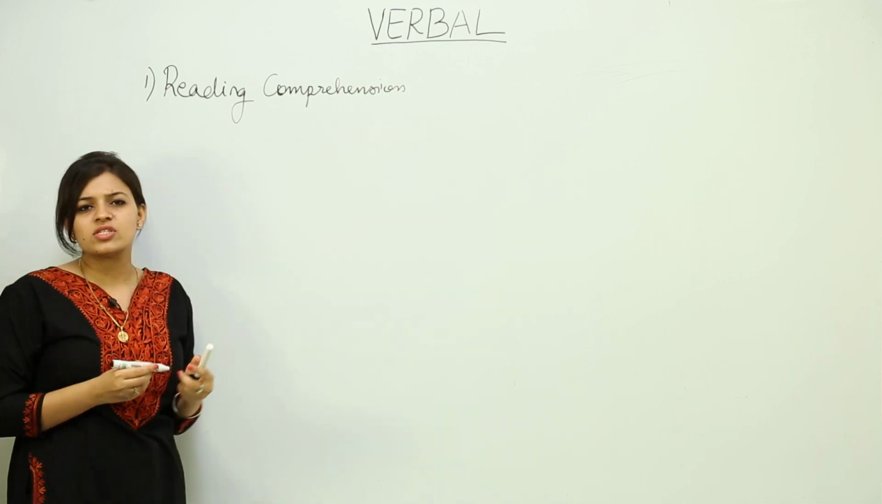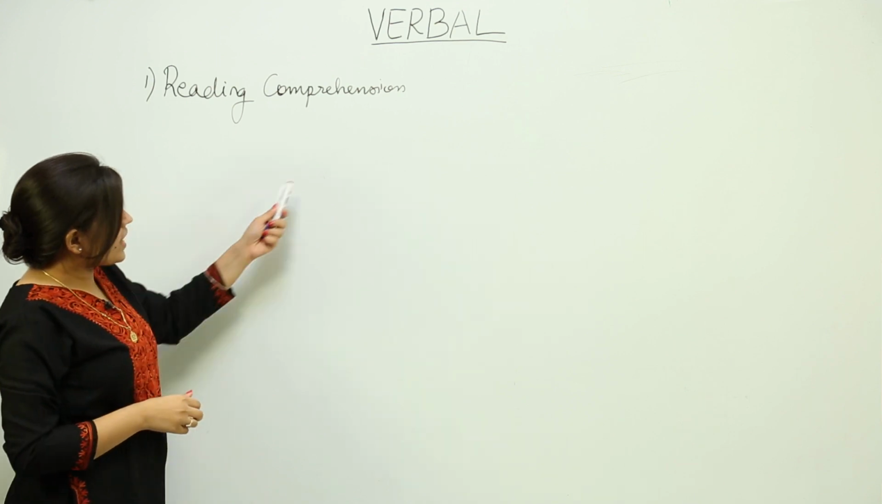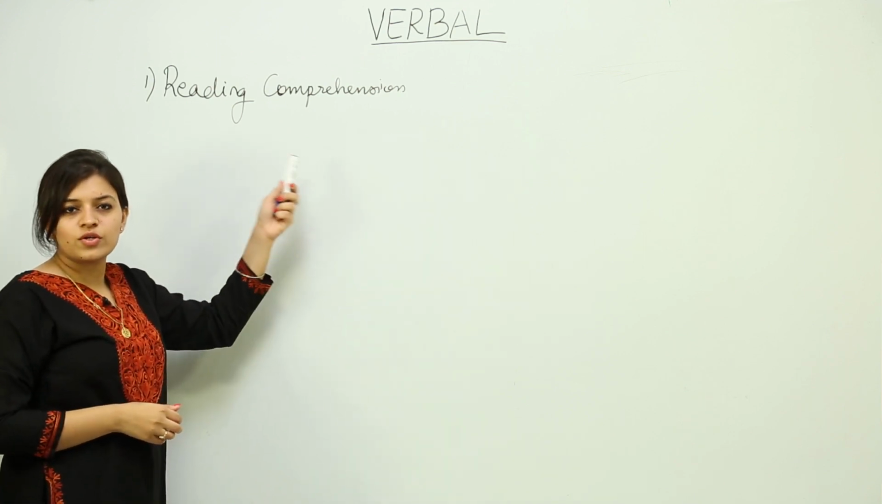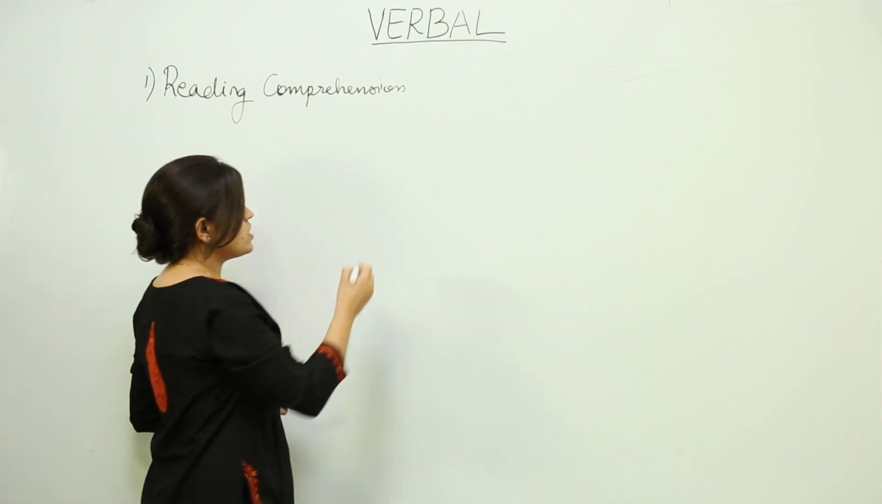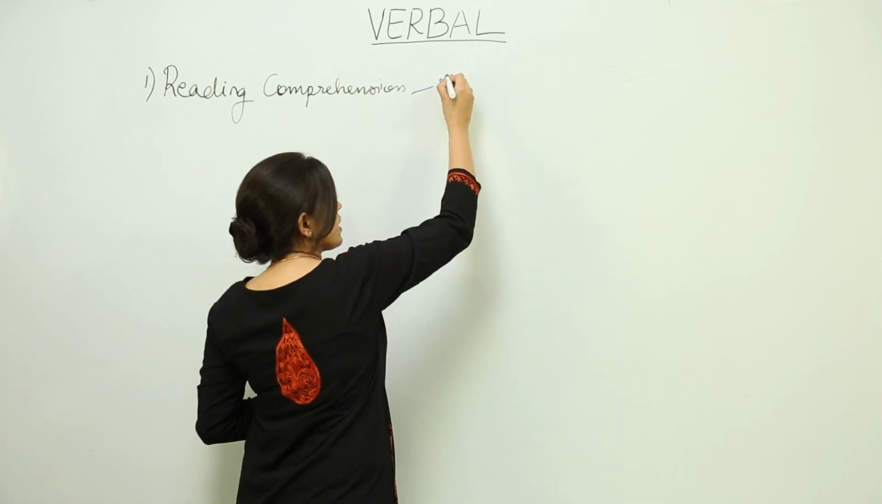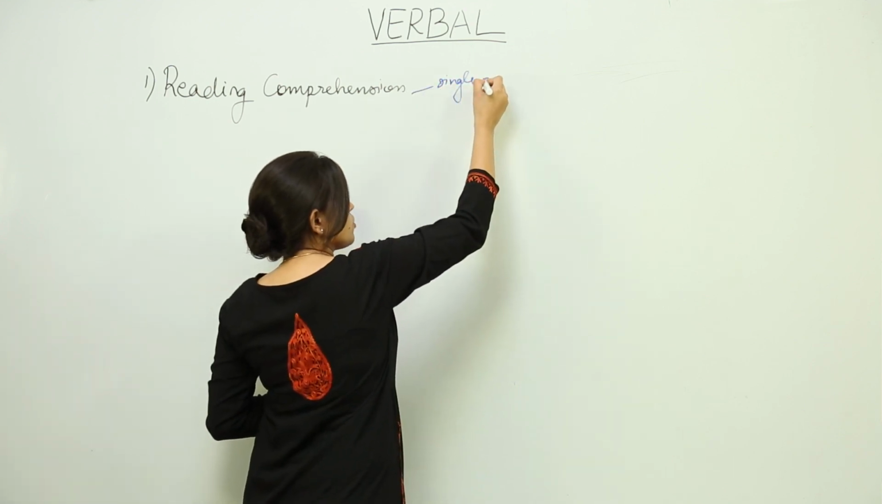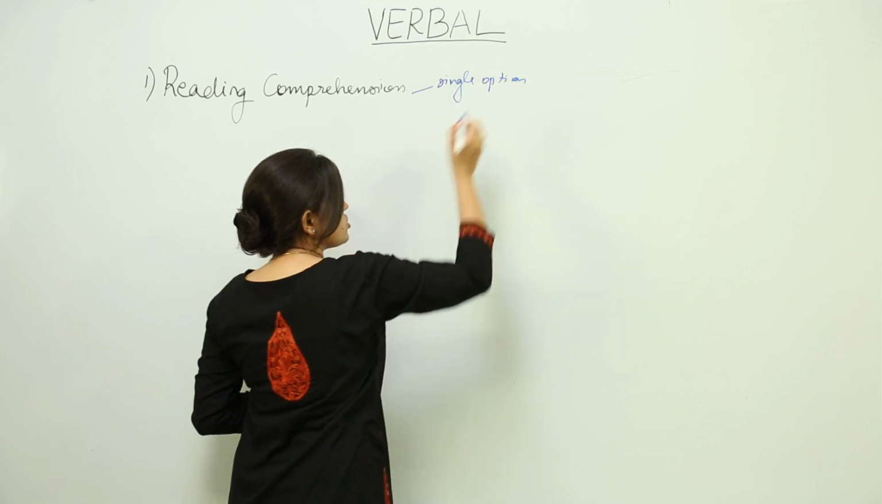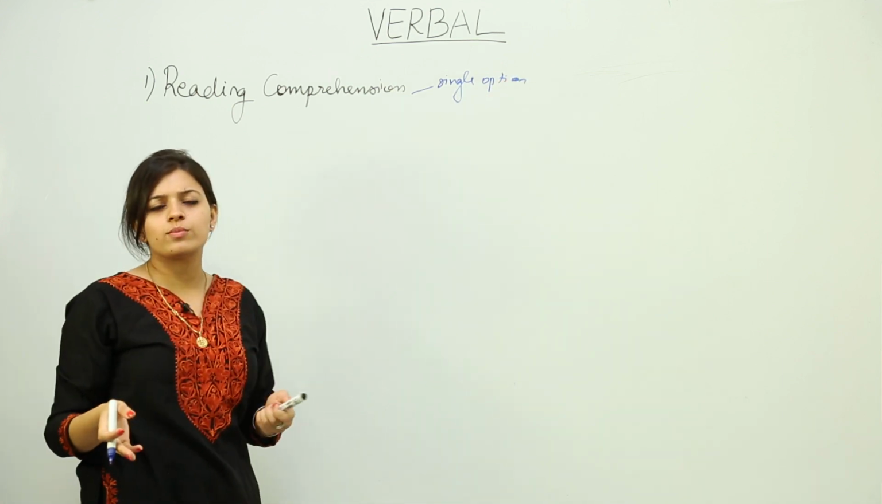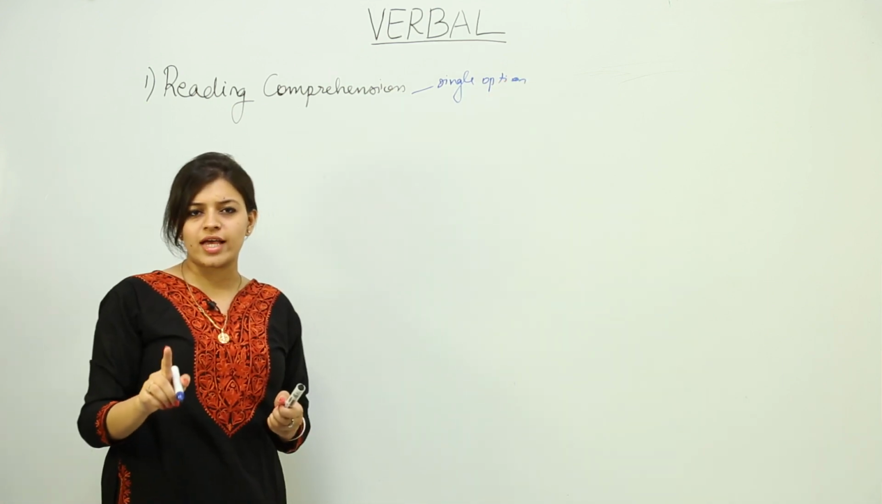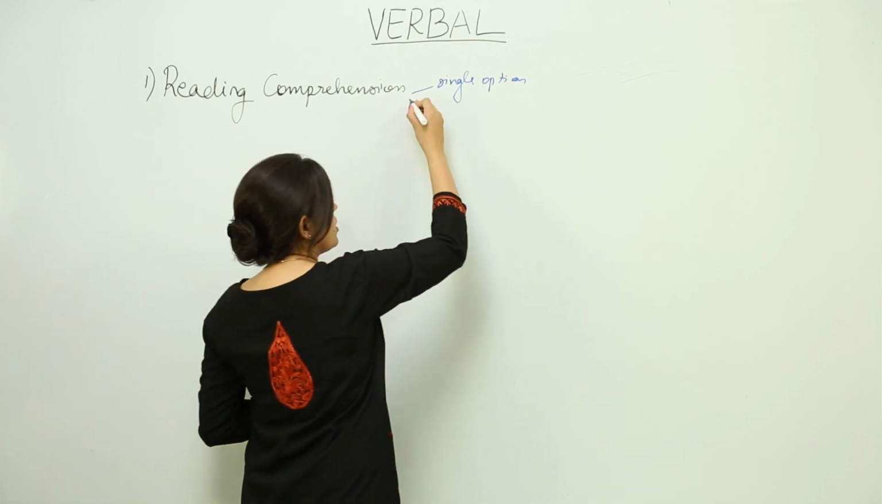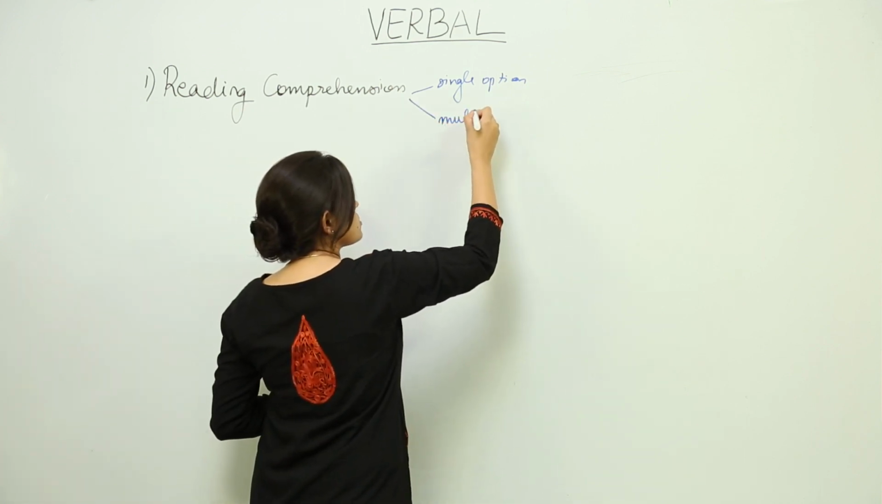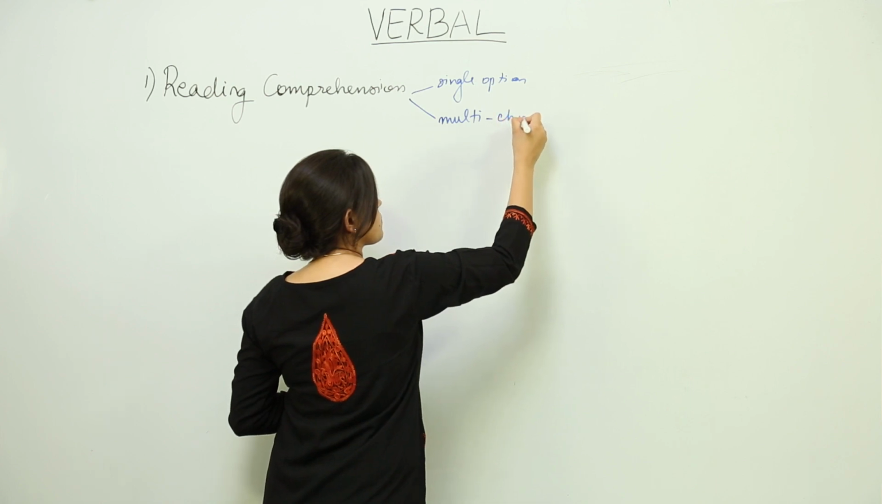So what kind of questions come in the GRE? There are three types of questions in reading comprehension that you will see in the GRE paper. The first type of question is single option correct. In single option, you will be given a question followed by 4 or 5 options, out of which only one will be correct. The second type will be multiple option questions, multi-choice.